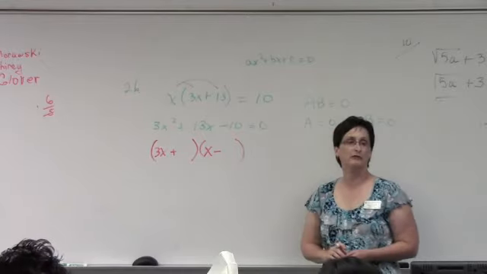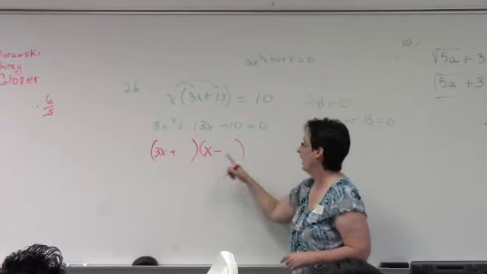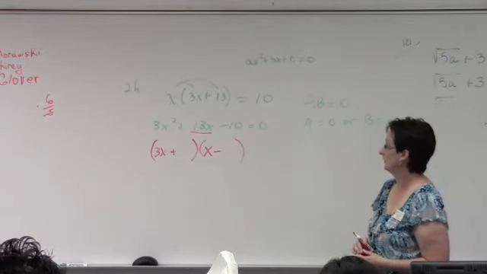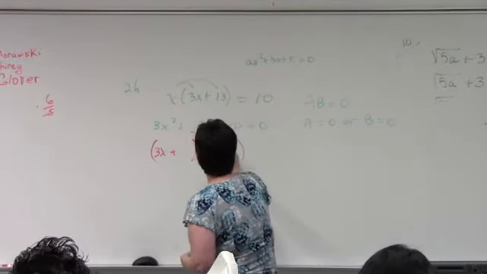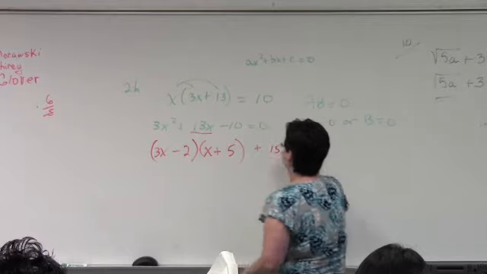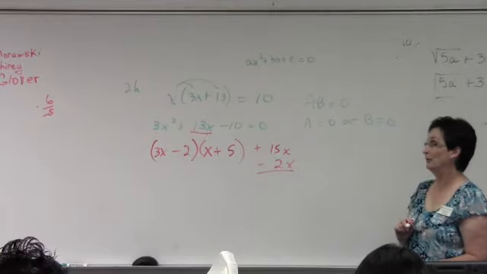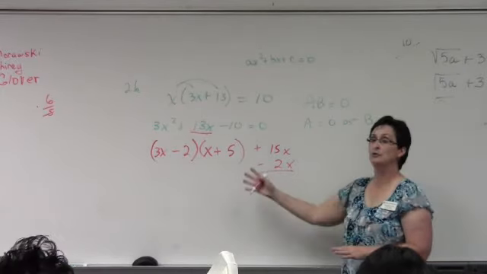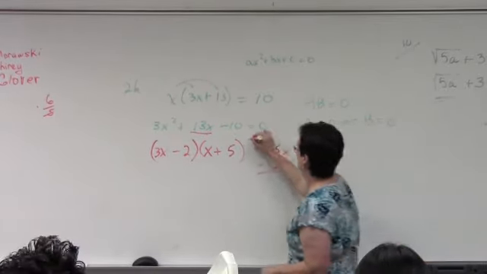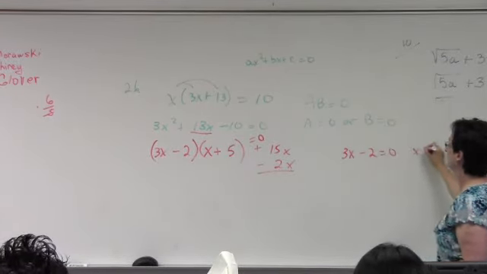When you think of 10, what factors do you think of? Since they're opposite signs, we're looking for an outer and an inner that subtract to the middle term. So if I have a positive 5 and a negative 2, then I have a positive 15 and a negative 2. Does that give me this? Yes. So I'm doing it by trial and error once again. Your teacher may have taught you various other ways to factor, and that's fine. So you set each piece equal to 0.